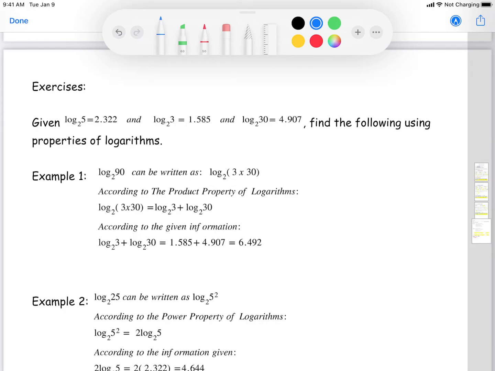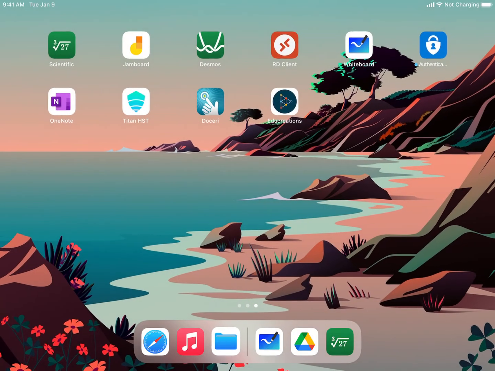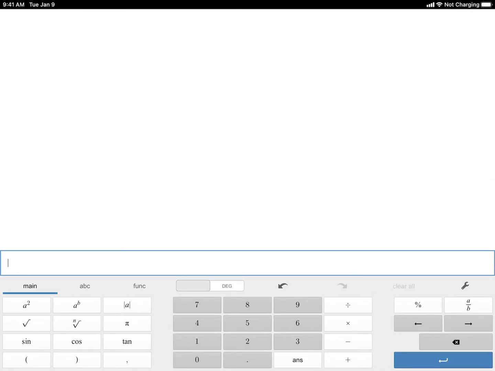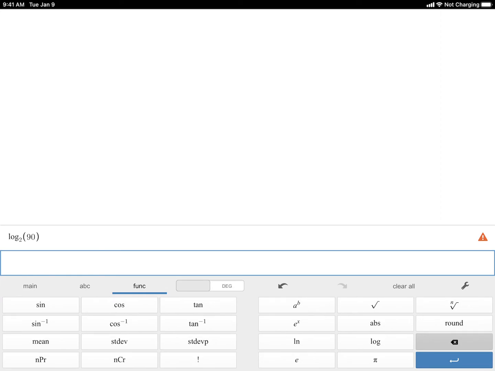Log base 2 of 90, okay? You're probably going, oh, well, I can just type that into Desmos. And clear. Okay. Let's try it. So log base 2 of 90. It's a simple logarithm. Just one. Log base 2 of 90. What happened? Maybe if you tried to use the function instead. Which function? If you go to function, and then it will say log. And then it automatically puts parentheses, right?